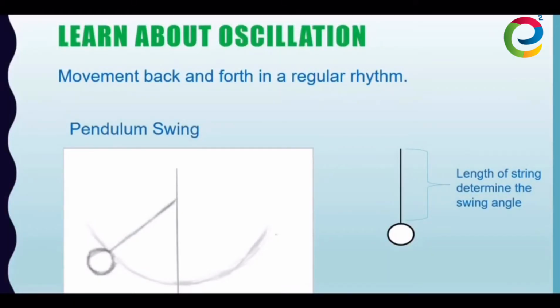In today's lesson, we'll be learning about oscillation. Now, oscillation happens when the pendulum swings back and forth in a regular rhythm. The interesting thing is, the angle on which the pendulum swings is affected by the length of the pendulum string. Now let's watch this video to understand what is a pendulum swing.